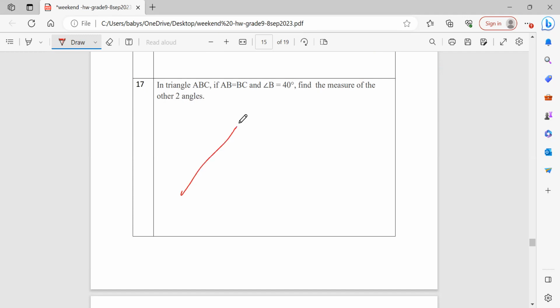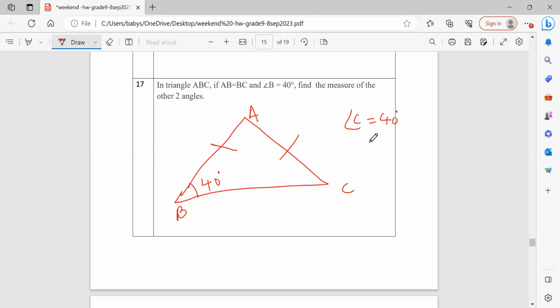Okay, in a triangle, AB is equal to BC. So we have A, B, C. AB is equal to BC and angle B is equal to 40 degrees. Find the measure of the other two angles. Indirectly, they have given you that it is isosceles by telling you the two sides are equal. If AB is equal to BC and angle B is 40, obviously angle C will be equal to 40 because triangle ABC is isosceles. Why is it isosceles? Because two sides are equal.